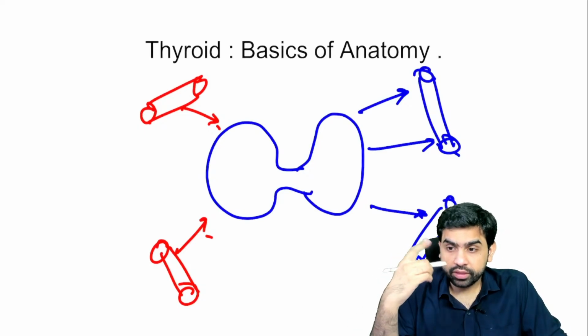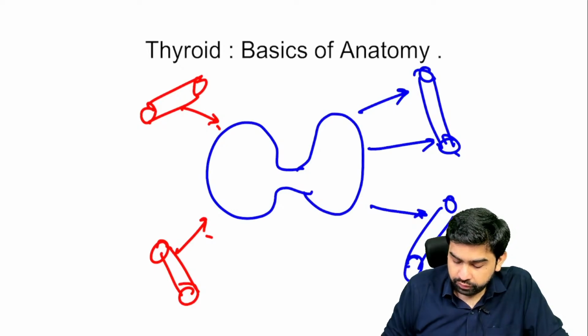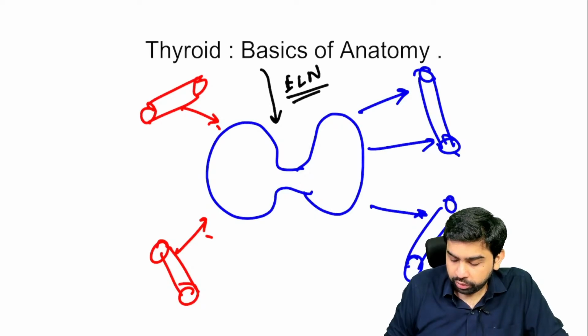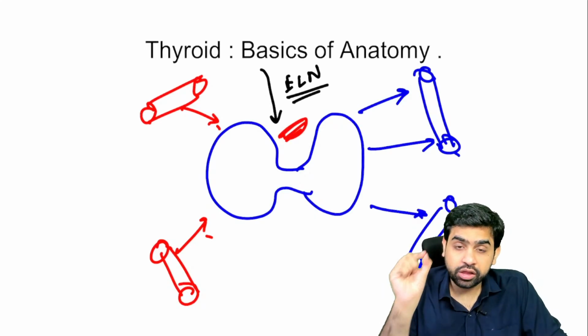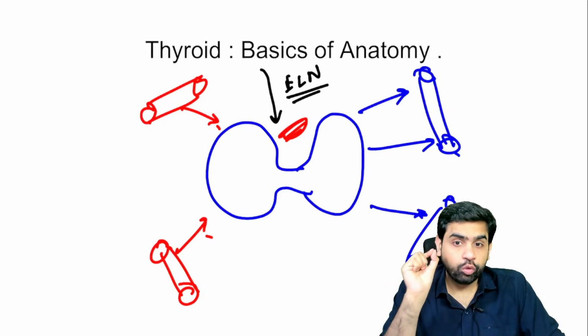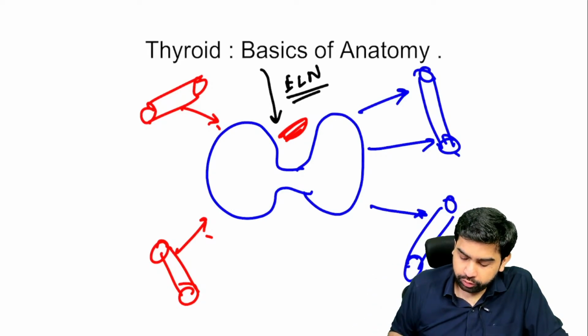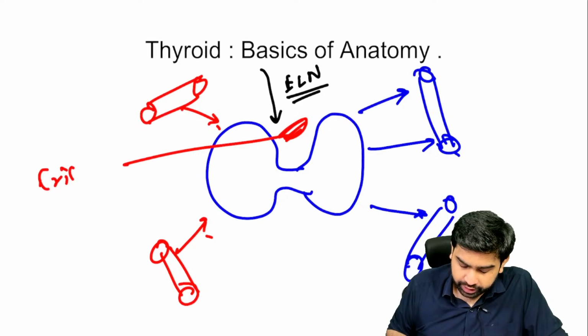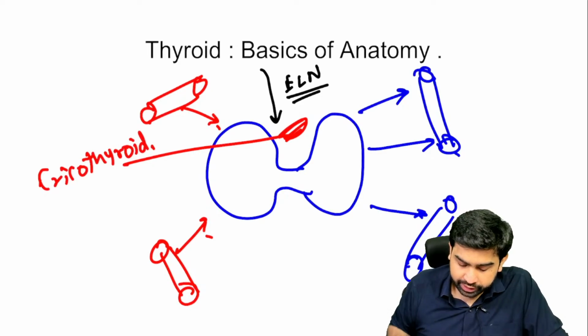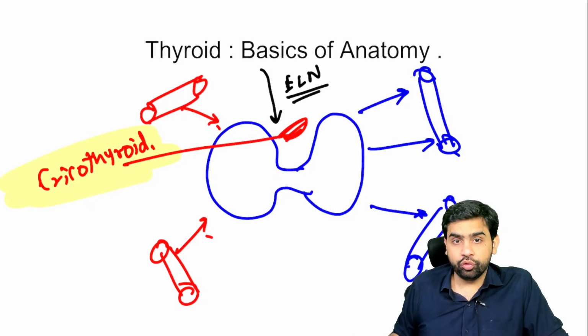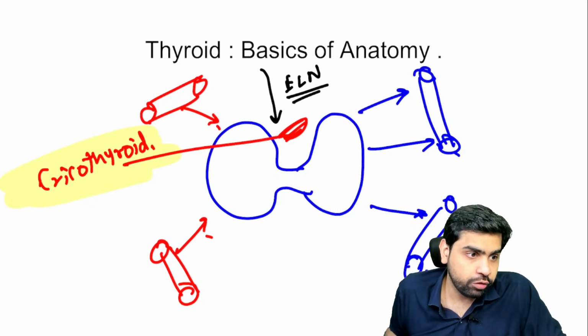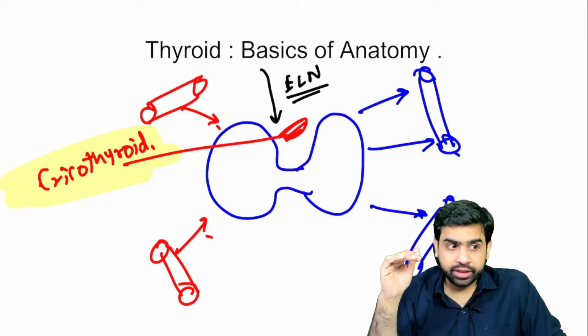Then we have the nerves. We have the external branch of the superior laryngeal nerve, which is also called the external laryngeal nerve. The important thing is that it supplies only one muscle. Which muscle is supplied by this external laryngeal nerve? It only supplies the cricothyroid. So what is this cricothyroid? This is the only tensor of the vocal cords.